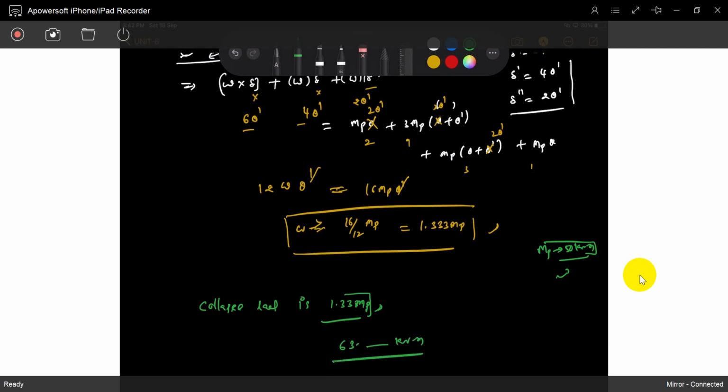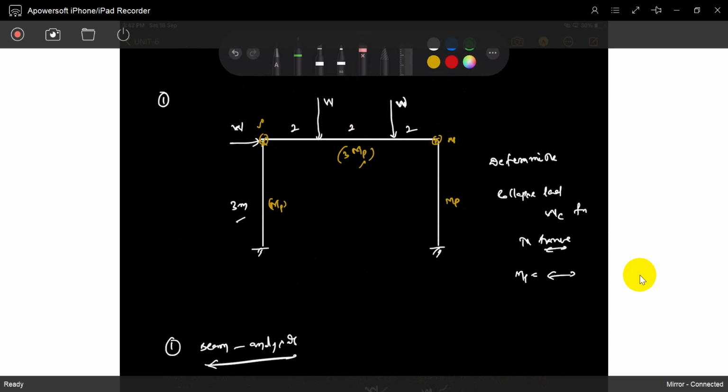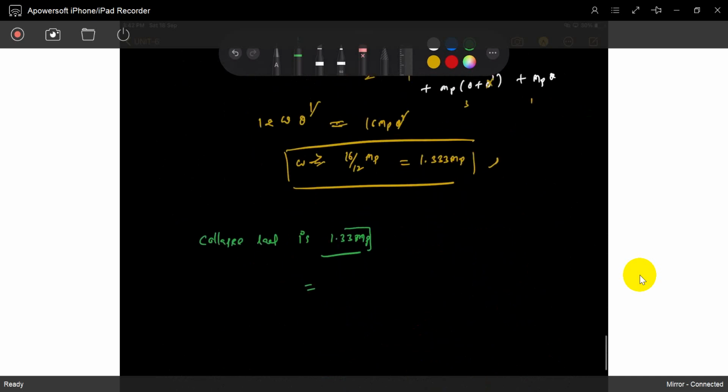If I give mp as 50, otherwise why would I give 50? I will give mp as an integer, say 100 kilonewton meter. Find the collapse load. If I give like this, the collapse load is 1.33 mp, so 133 kilonewton. That is the collapse load. That's the simple story.